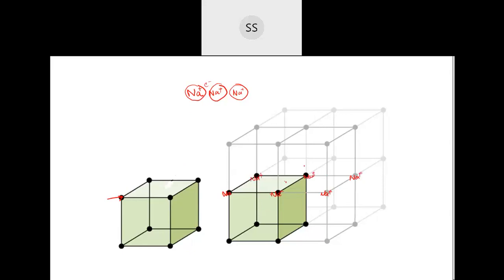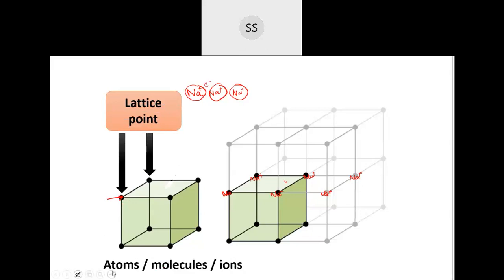Each and every point in the arrangement can be made up of any constituent particles, and that point is called a lattice point. That lattice point can be occupied by atoms, or molecules, or even ions. And when you do this arrangement and get this three-dimensional structure, then this structure is called a crystal lattice. This whole arrangement is called a crystal lattice.